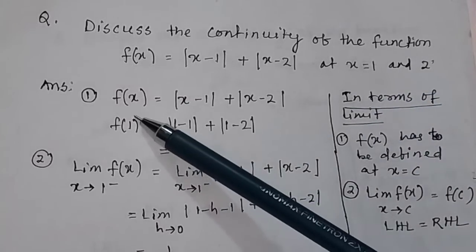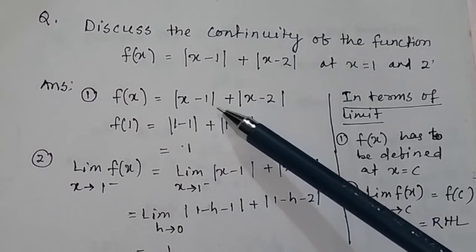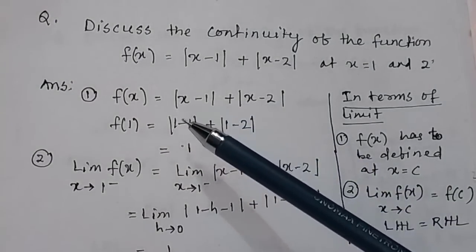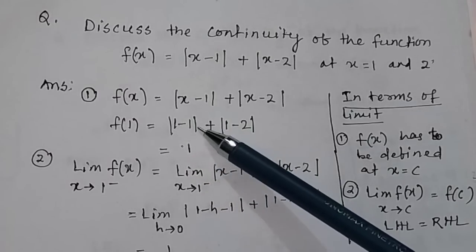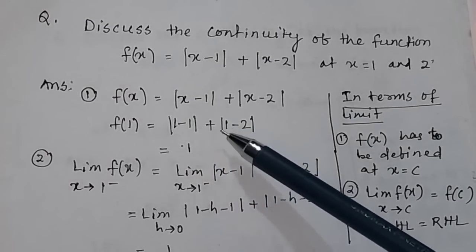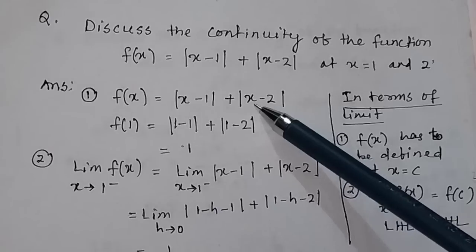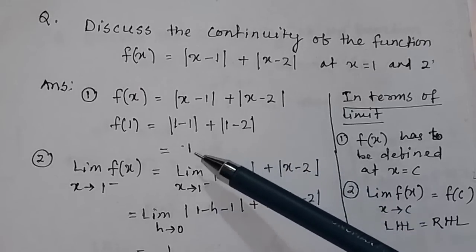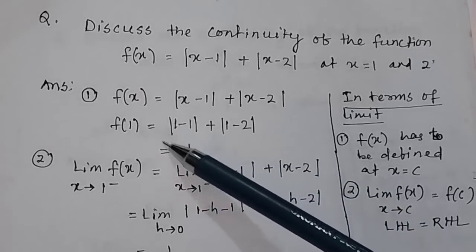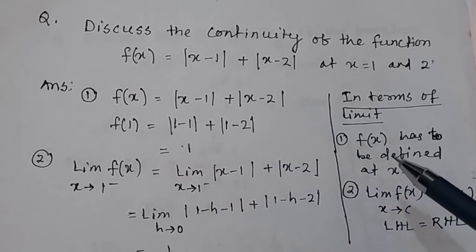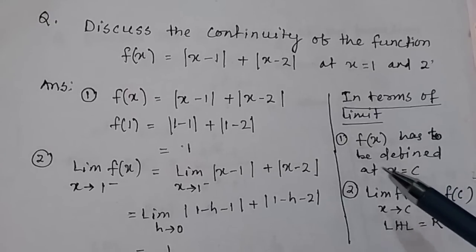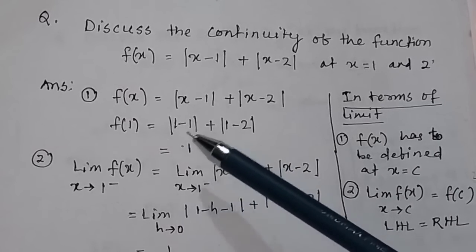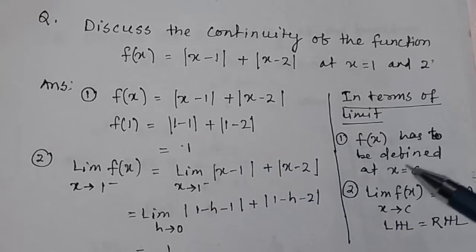The given function is f(x) = |x - 1| + |x - 2|. At x = 1, you put x value equal to 1. So 1 - 1 is equal to 0, plus if you put 1 here, 1 - 2 is equal to -1, and modulus of -1 will be equal to plus 1. So f(1) is equal to 1. So the function is defined at x = 1.